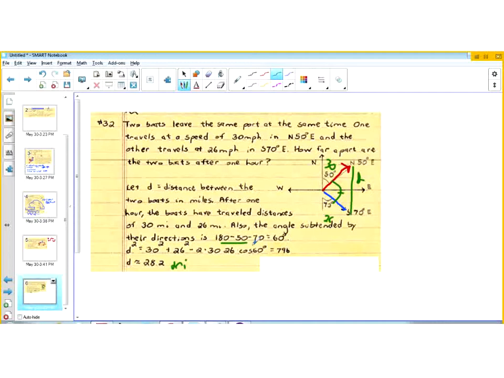Okay, so another one. Let's do another word problem. Civil engineering problem, perhaps. Let me paste it in. Bear with me.